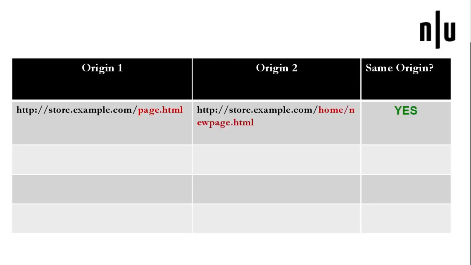Yeah, they are the same origin. The HTTP scheme is the same, and store.example.com, the hostname, is the same. The path doesn't matter. It may be page.html, it may be home/new-page.html. So since scheme, hostname and port are the same, they both are the same origin, right?